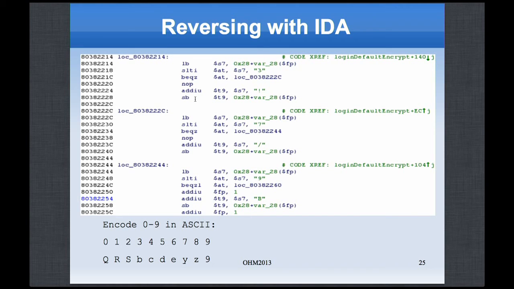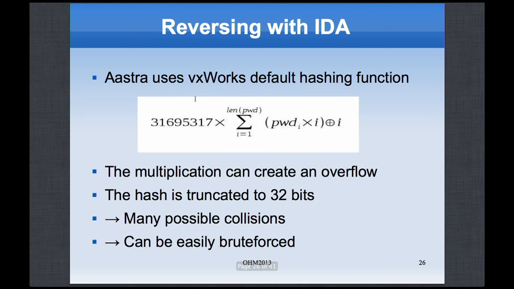What is wrong in this computation? This is a mathematical function. What is wrong is that it multiplies two integers, which sometimes leads to an integer overflow. And the hash is truncated to 32 bits. This brings many collisions and can probably be easily brute-forced.